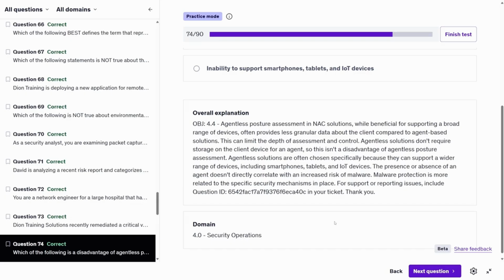Agentless solutions don't require storage on the client device for an agent, so this isn't a disadvantage of agentless posture assessment. Agentless solutions are often chosen specifically because they can support a wider range of devices, including smartphones, tablets, and IoT devices. The presence or absence of an agent doesn't directly correlate with an increased risk of malware. Malware protection is much more related to the specific security mechanisms in place.